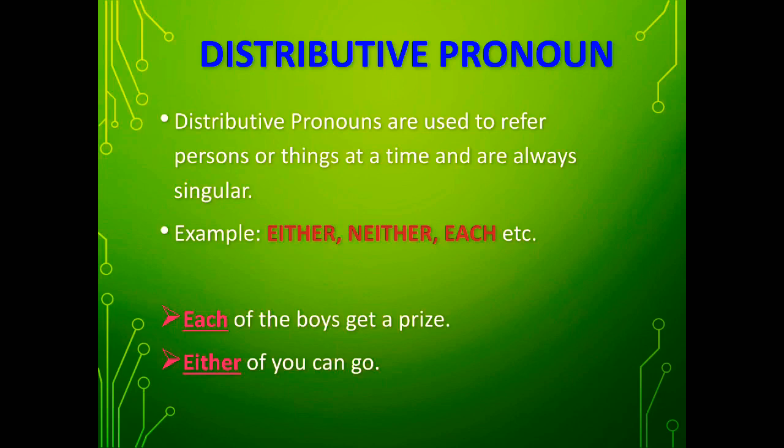Distributive pronoun. Distributive pronouns are used to refer to persons or things one at a time and are always singular. Example: either, neither, each. Each of the boys gets a prize. Either of you can go.